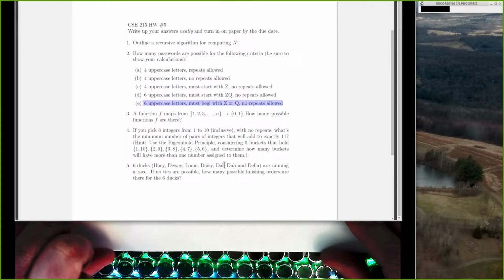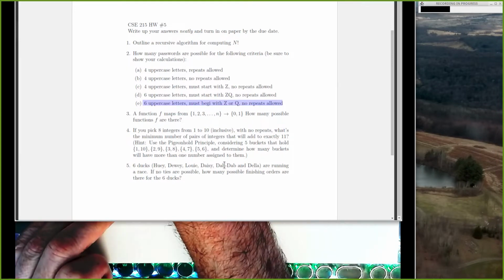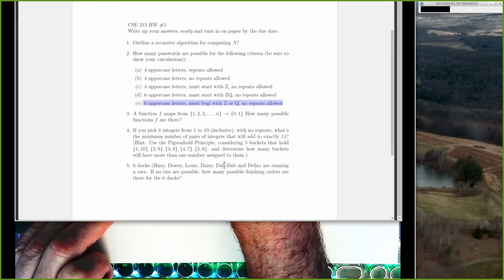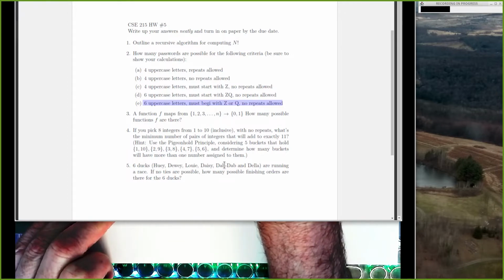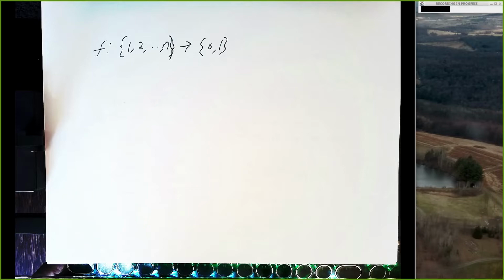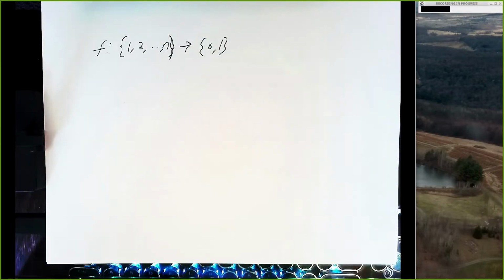All right, how about functions? We're mapping from consecutive integers from 1 to n into the set 0, 1. And how many possible functions are there? And there's no restriction on these functions other than they have to be functions. So how can we picture this? Say again? 2 to the n. 2 to the n. So how do you get that?